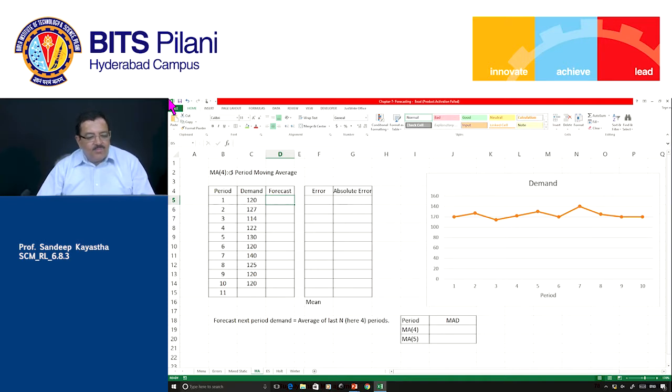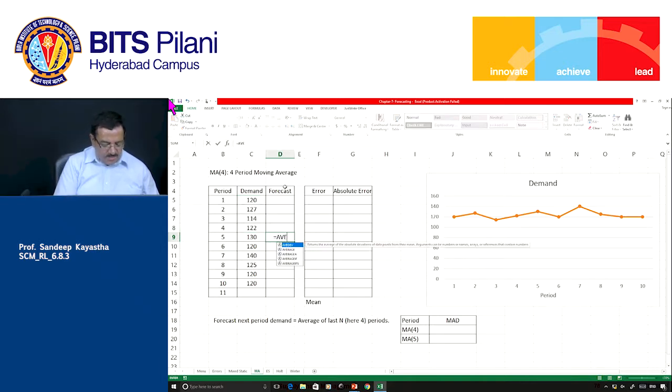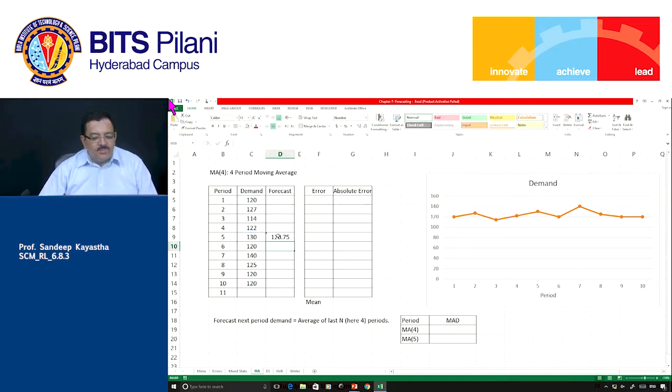First, let us start with 4 period moving average. We will take average of last 4 periods and make the forecast here. So we do like this, is equal to average of last 4 periods. That is my forecast. So if this was the data, I would have made forecast of this one. I would have made a forecast of this if I had got last period data. So this is the way I would have made the forecast.